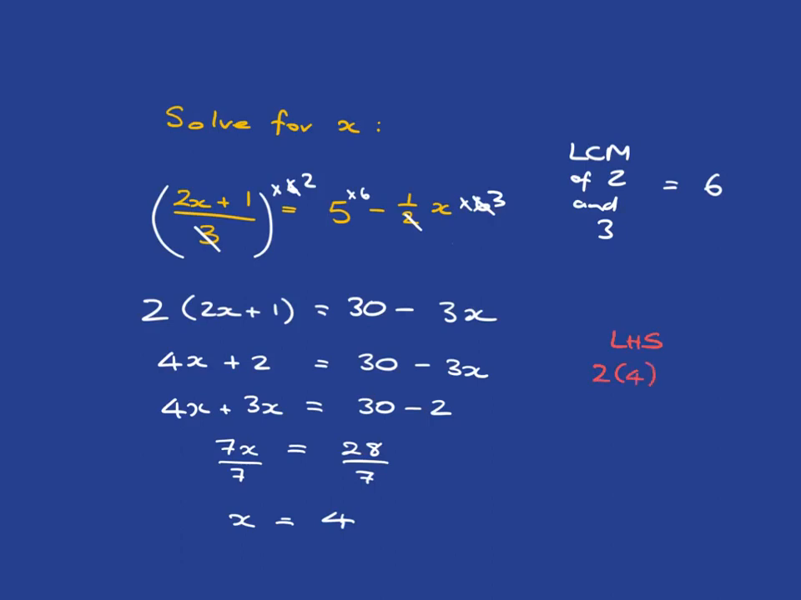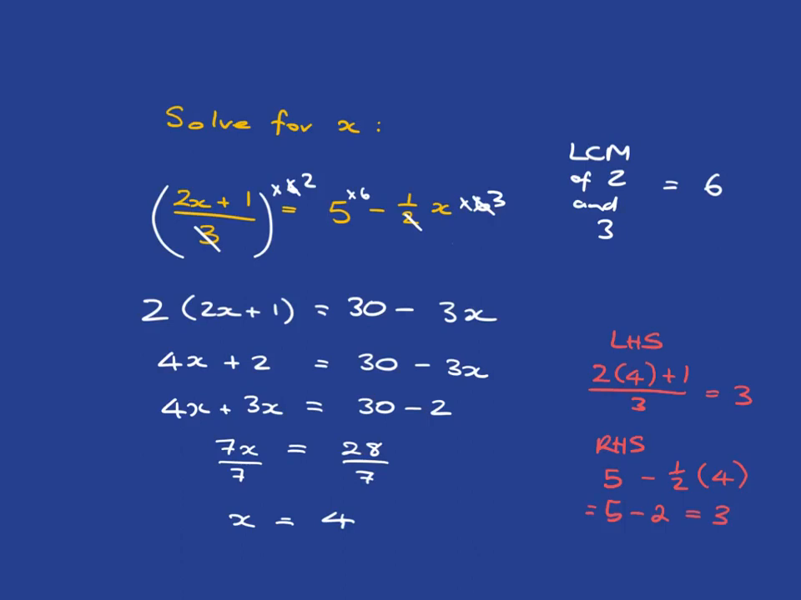We'll get 2 times 4 plus 1 over 3. 2 times 4 is 8. 8 plus 1 is 9. And 9 divided by 3 is 3. What happens on the right-hand side? Here we've got 5 minus a half, and our x we think is 4, right? 5 minus a half of 4 is 2, and then that is 3.